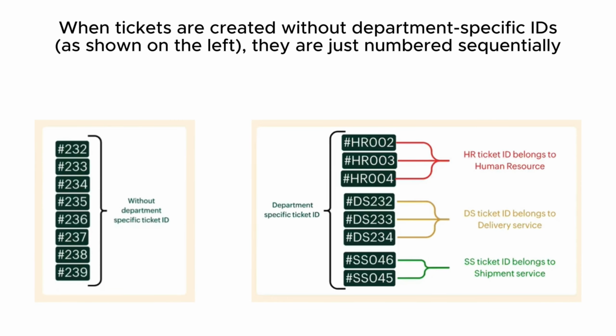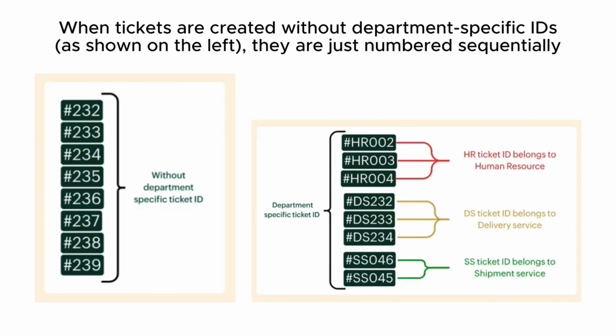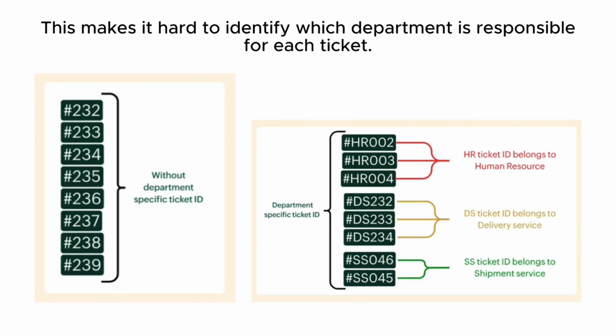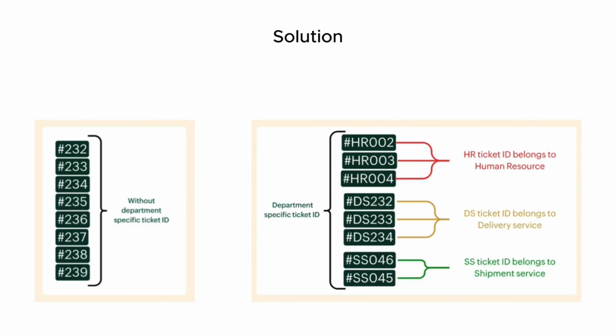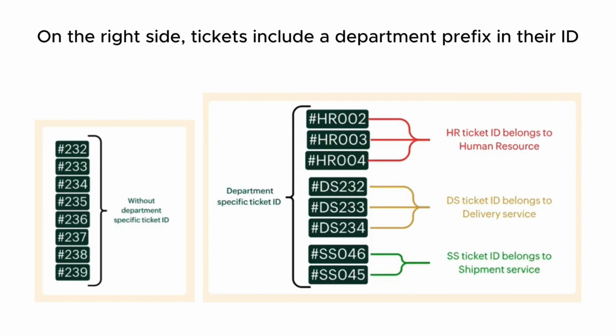When tickets are created without department-specific IDs, as shown on the left, they are just numbered sequentially. This makes it hard to identify which department is responsible for each ticket. Solution: on the right side, tickets include a department prefix in their ID.